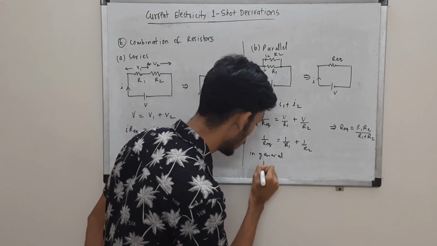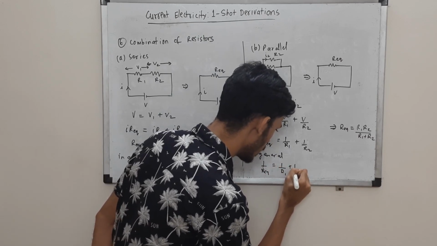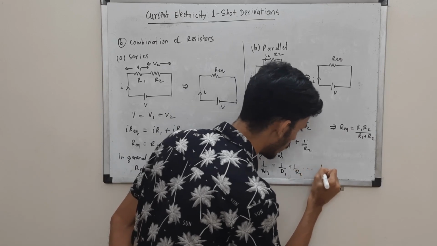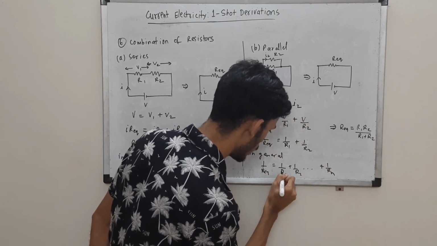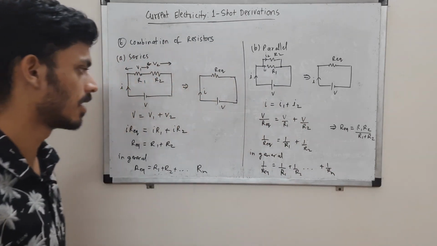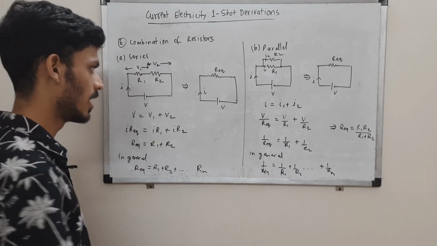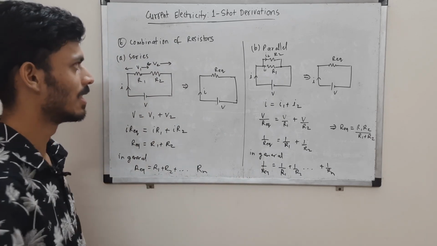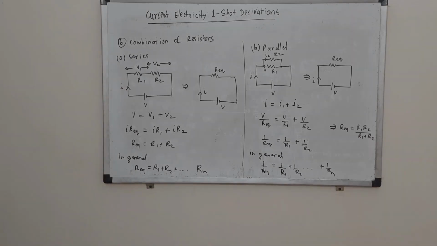In this format only you will obtain. So 1 upon R equivalent is 1 upon R1 plus 1 upon R2, up till so on, plus 1 upon Rn. So this is for in general n resistors in parallel. That is for series and parallel combination, the relations for the equivalent resistance, and that is how you derive it. Over to the next one.